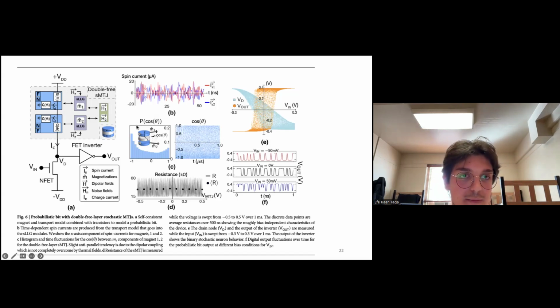This behavior comes from this aspect. And in figure C, we graph the cosine of the angle between m1 and m2 with respect to time, and we see a very random distribution. There is a slightly anti-parallel tendency, and this is due to the dipolar coupling, which is not completely overcome by thermal fields.